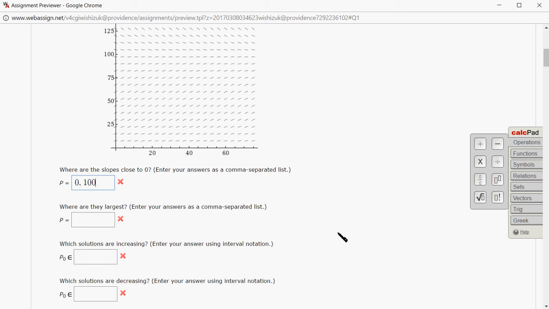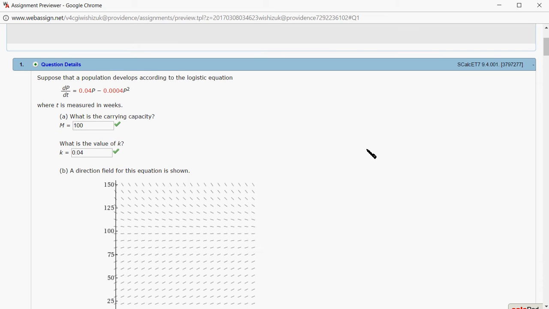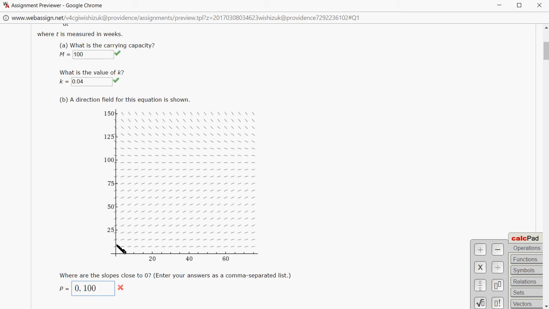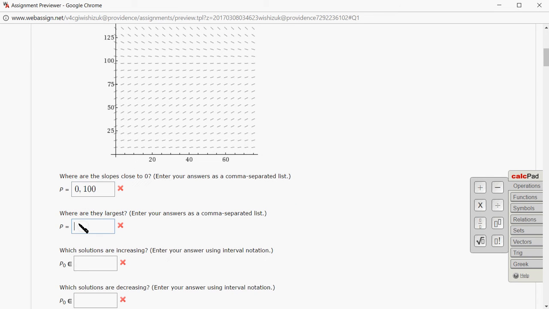Since you can see that dP over dt is a quadratic function in P with a negative leading coefficient, it's the largest at the vertex, which is right in the middle between 0 and 100, which is 50. So 50 would be the answer for that.